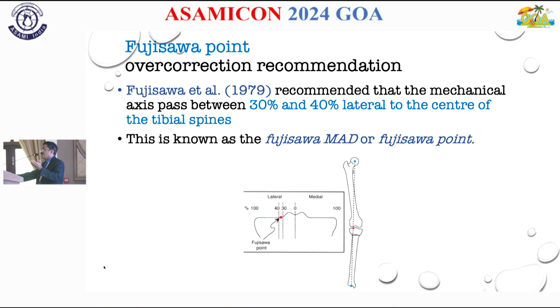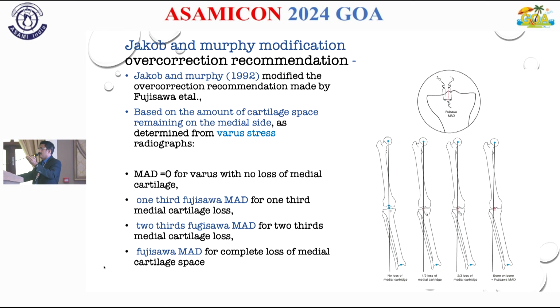So Fujisawa recommended an overcorrection angle, that is called the Fujisawa MAD or Fujisawa point. So that is 30 to 40% lateral to the center of the tibial spine. That is the Fujisawa MAD. Then Miniaci modified this. That is based on the amount of cartilage loss remaining on the medial side.